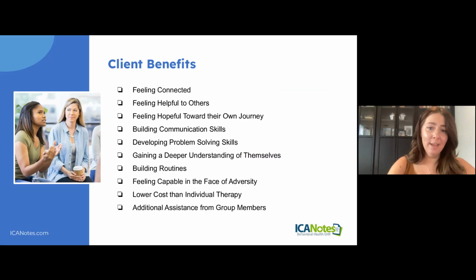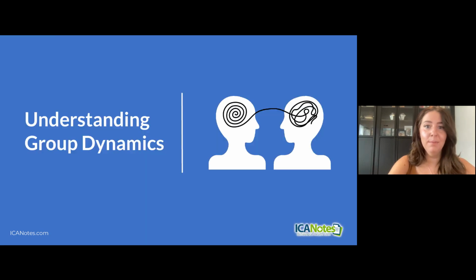We also have so many client benefits to group therapy: feeling connected, feeling helpful. We always want to feel like our experience can go forth and help the next person in line. That's just who we are as people. It also helps us feel hopeful, build communication, problem solving. Deeper understanding of ourselves can definitely come through listening to other people's experiences and mulling it around in our brains and thinking, how does that apply to me and how would I react in those situations? It helps build routines, builds their feeling of capability in problem solving. It's a lower cost, and the group members really seem to help each other, and that can be so beneficial.